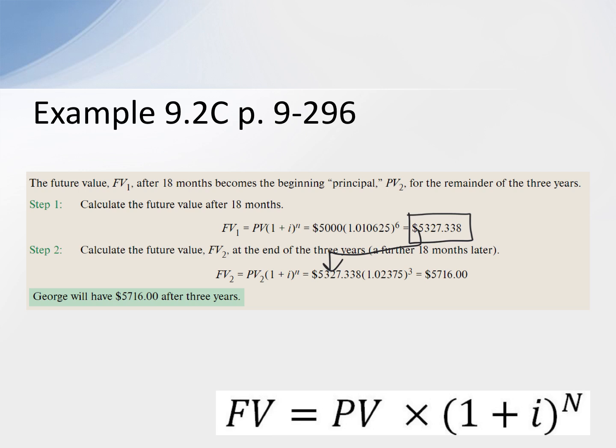And if we input those values on the prior slide into our calculator correctly, we'll find that after 3 years, this $5,000 is worth $5,716. So at the end of 3 years, George will have that amount of money, $5,716.